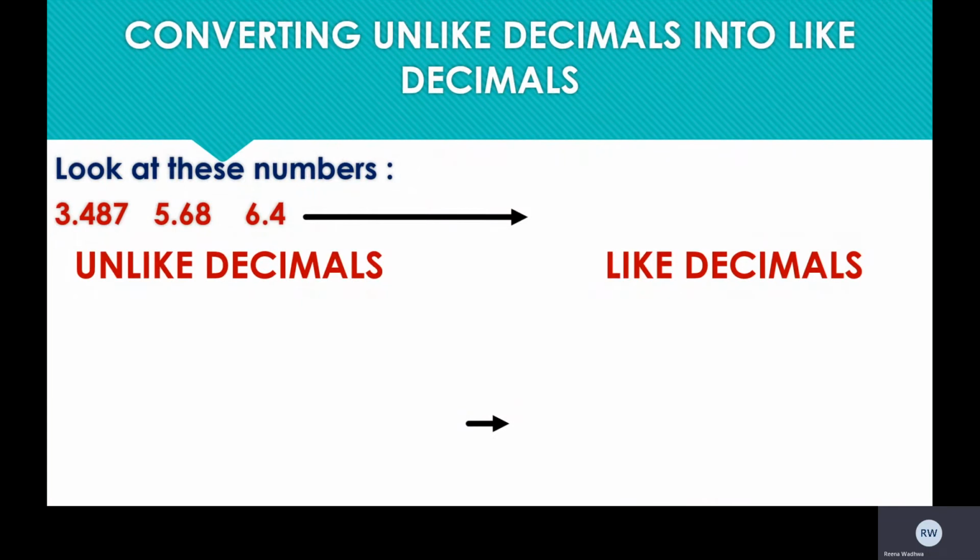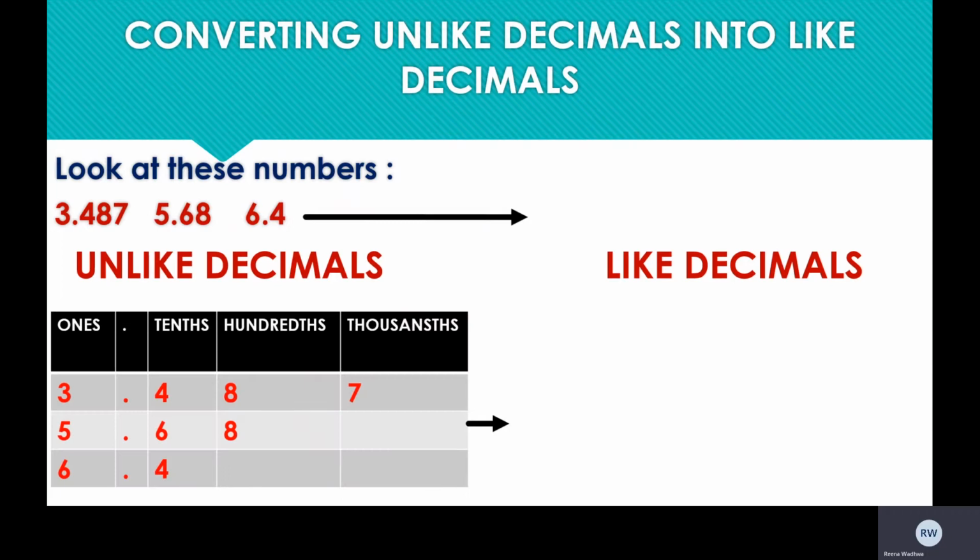Can we convert like decimals into unlike? Can we convert unlike decimals into like decimals? Yes, we can. To make them like decimals, I need to have the same number of decimal places in each number. How can I do it?